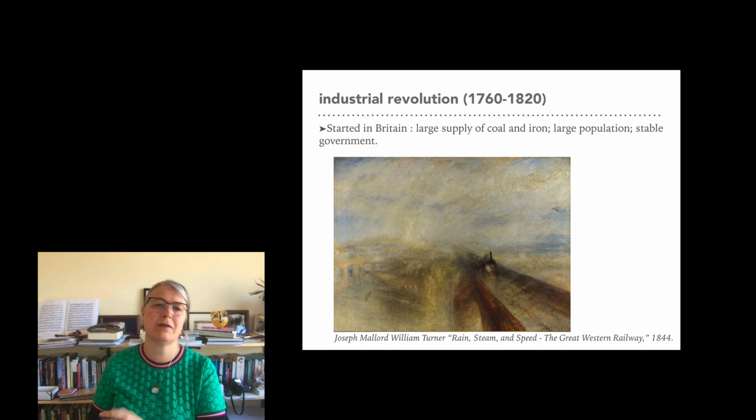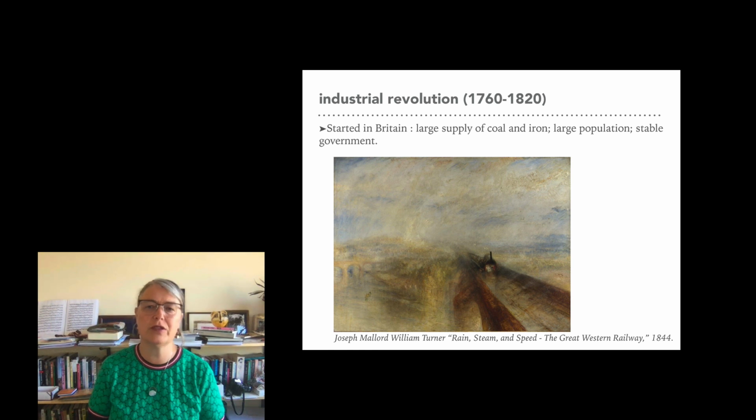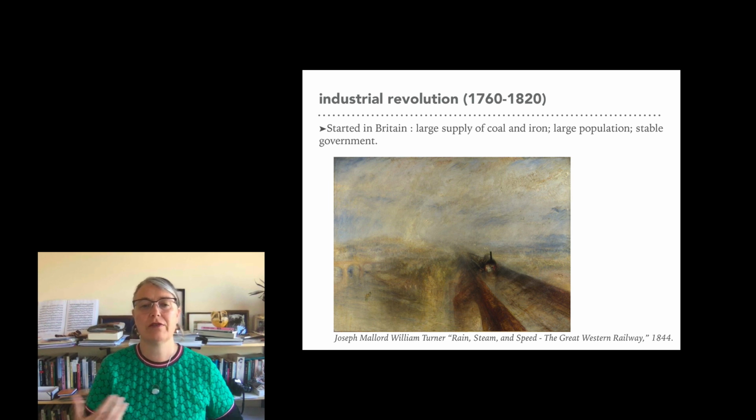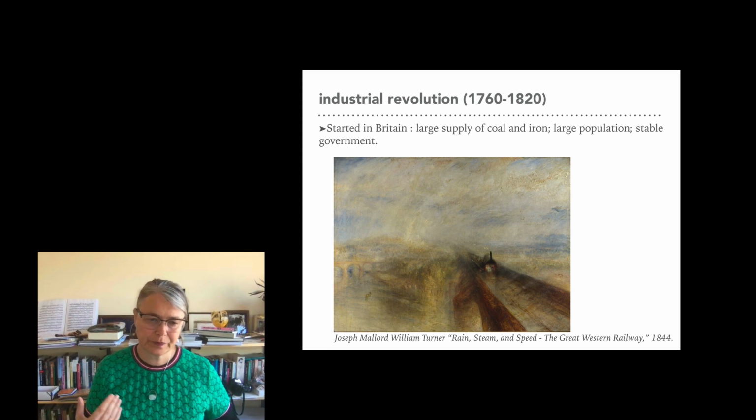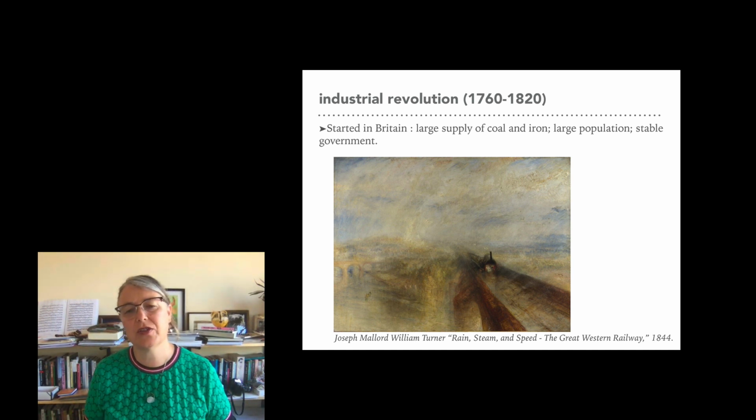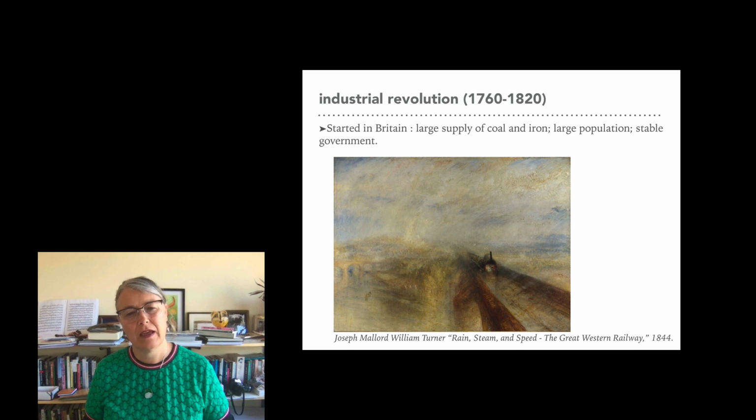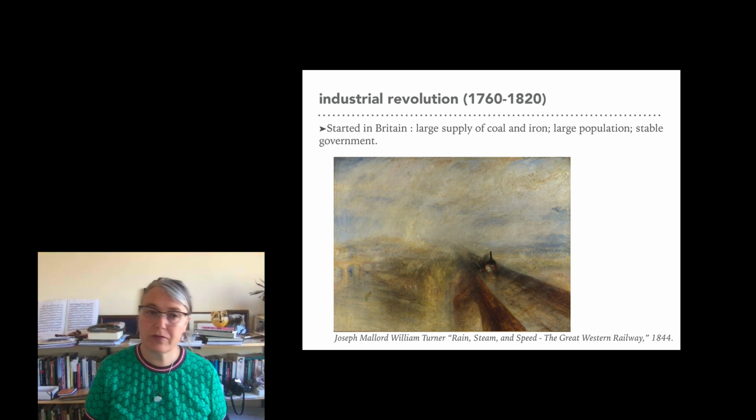So we have a large supply of coal and iron. We have movement, the transport of goods and people. We have an increasing population. And we also have a very stable government at this time in Britain, so that there's this sense that industry can generate a brave new world. And artists like Turner are there and ready to document it in Britain. The same events are happening in Australia and the rest of the world, but they look quite different.